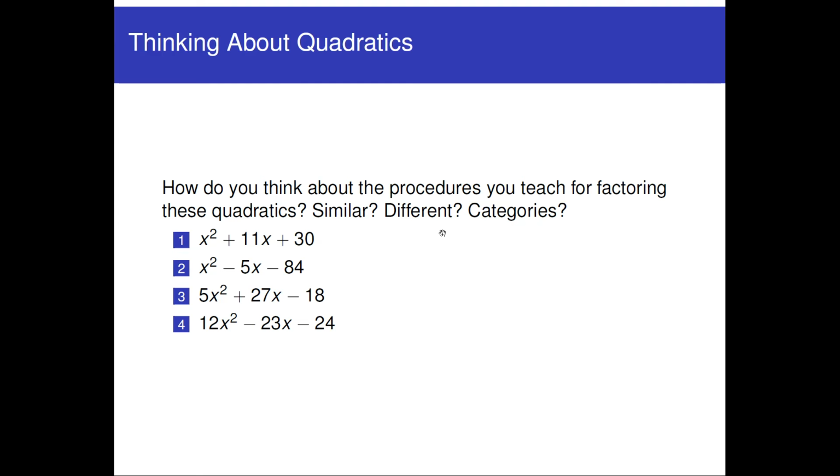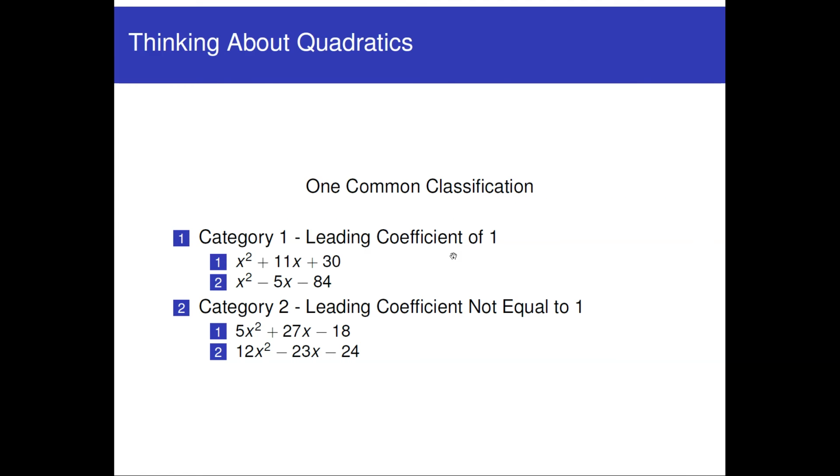I think most of you would probably say there are two common classifications for teaching here. There are quadratics where the leading coefficient is 1, much easier to factor, and quadratics where the leading coefficient is not equal to 1, much more difficult to factor. And it's the second category that the talk is going to concentrate on today. What do you do with the difficult quadratics, and how do you teach them?